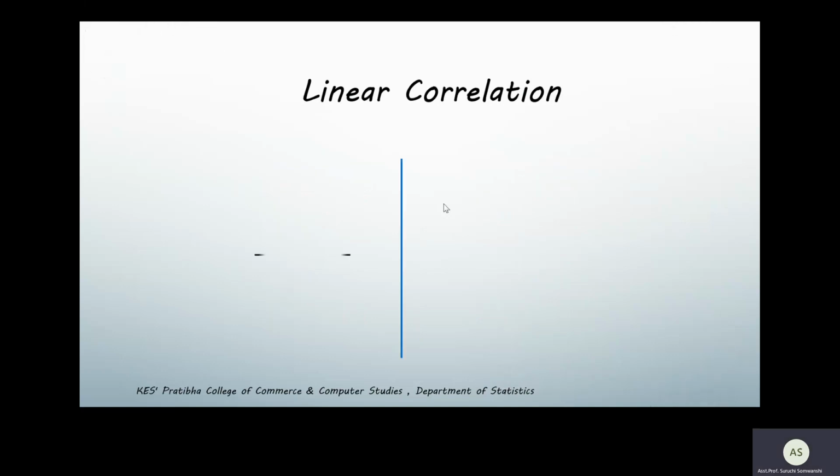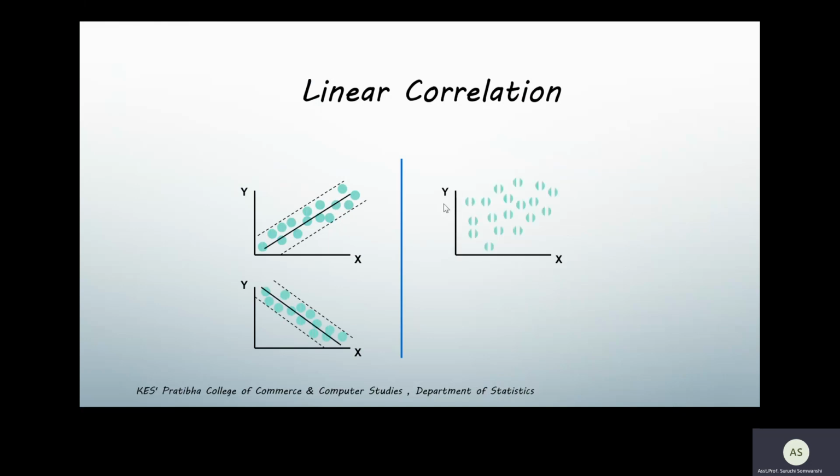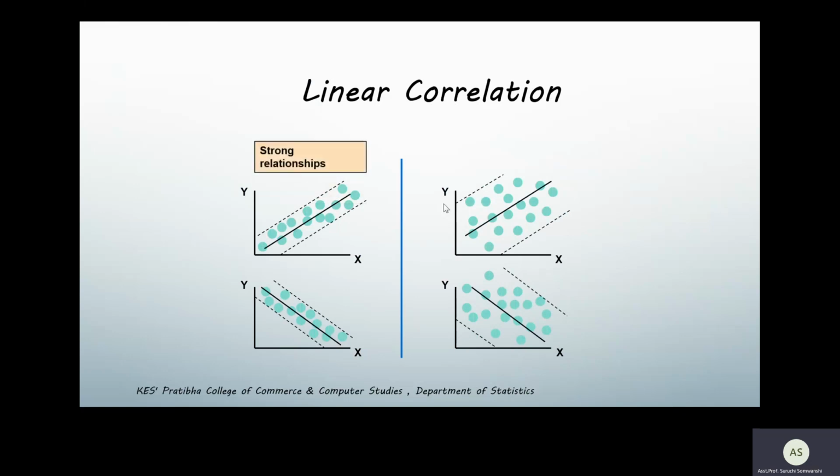Then again, there is another type of scatter plots. If we have this type of scatter plots, the left hand side scatter plots are showing strong relationships. The first scatter plot on the left side shows the positive strong relationship, and the second one shows the negative strong relationship.